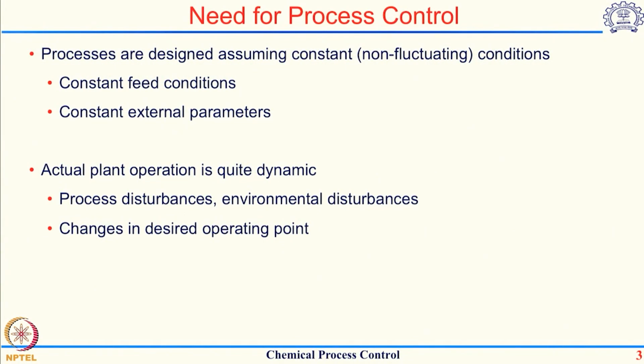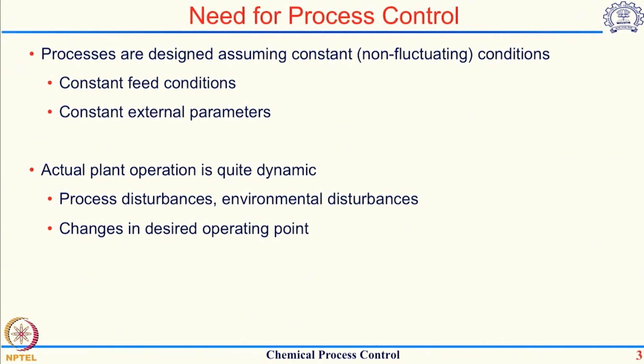at a particular operating point, due to changes in market conditions or changes in the topology of the process, you want to operate the process at a different operating condition. So you want the plant to move from one point to the other, and thus there are changes in the desired operating point. In such cases, you do not go about changing the design every time, because it is not always feasible to change the design of a process every now and then.